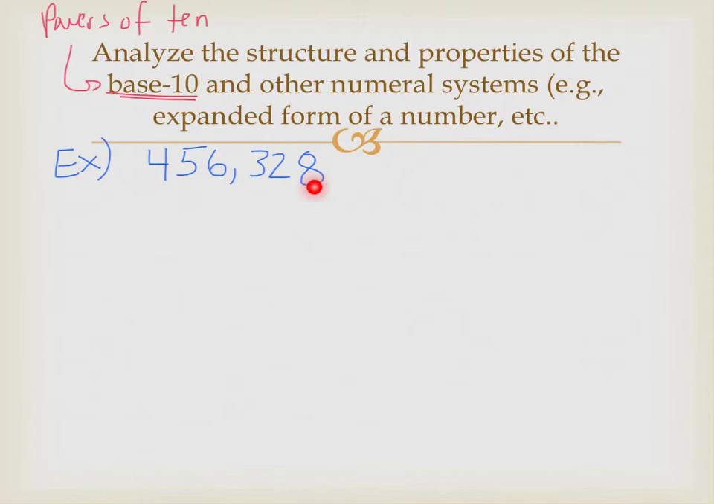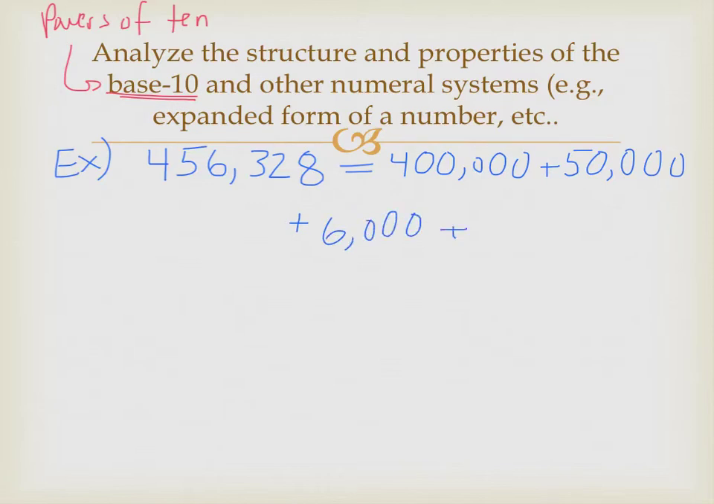So here's how I'm going to approach this. I'm going to think of this number as, first, if I just asked you, what is this? Well, there's a 4 in the hundred thousands place. So that's 400,000. And then next you'd say, there's a 5 in the 10,000s place, otherwise known as 50,000. And there's a 6 in the thousands place. And there's a 3 in the hundreds place, a 2 in the tens place, and an 8 in the ones place.